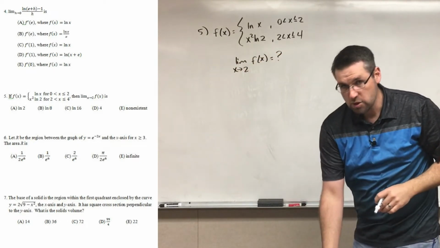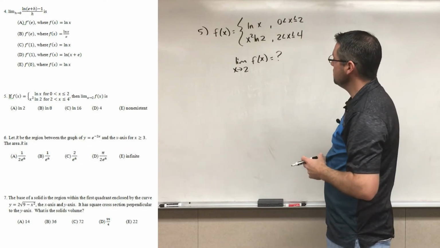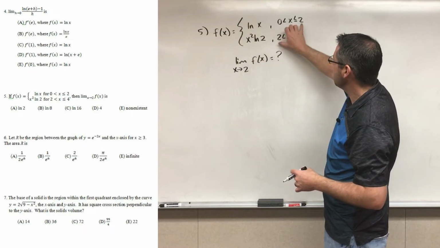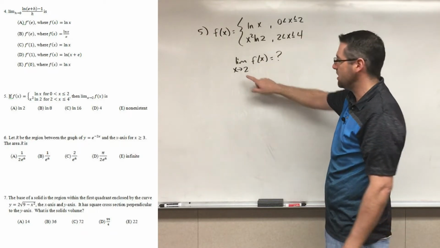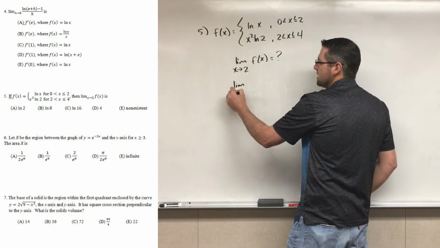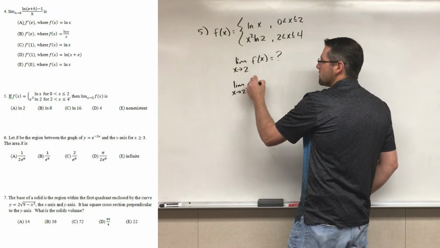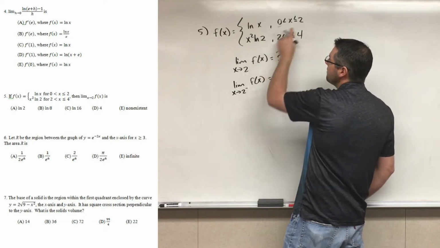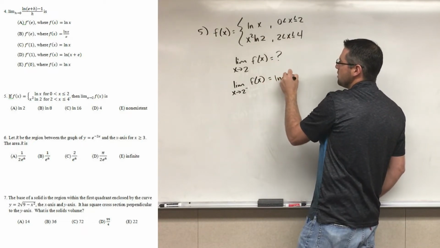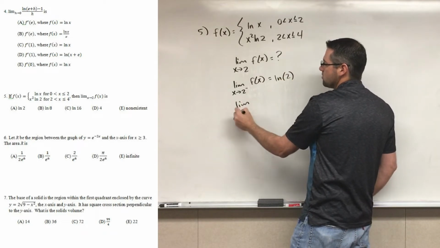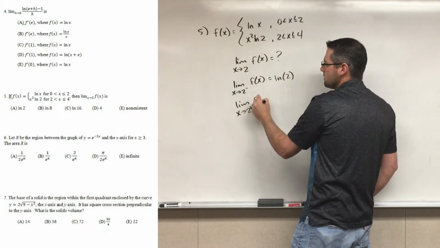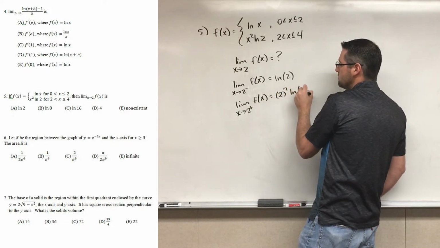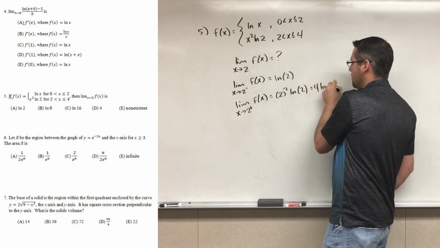So remember, when we're looking for a limit, especially on a piecewise function, the first thing to do is substitute. The first thing we recognize is that we have a break in our piecewise at the point we're trying to find the limit. So we actually have to figure out the limit as x approaches 2 from both sides and see if they agree with each other. So the limit as x approaches 2 from the left is going to be using the top function, so that would be the natural log of 2. The limit as x approaches 2 from the right is going to be 2 squared natural log of 2, which is 4 natural log of 2.